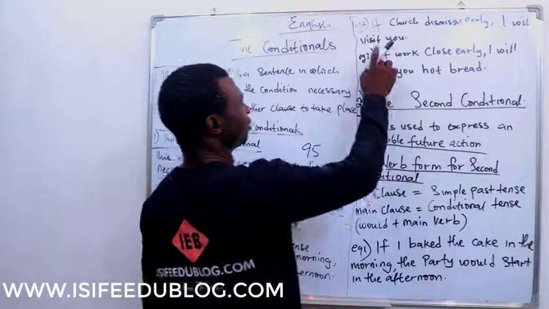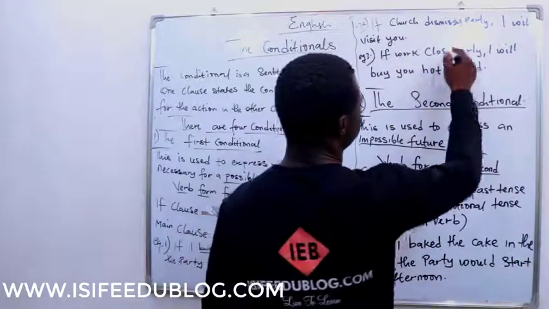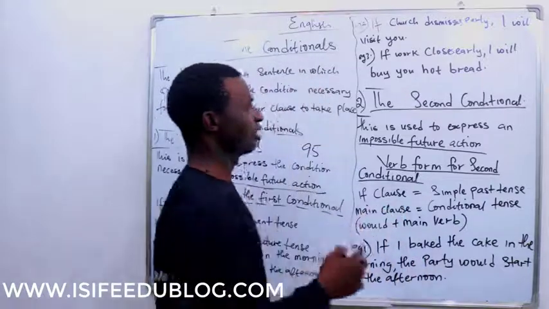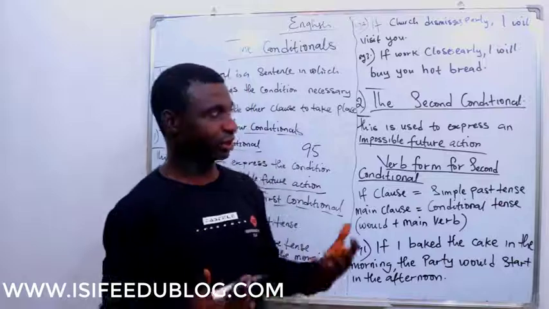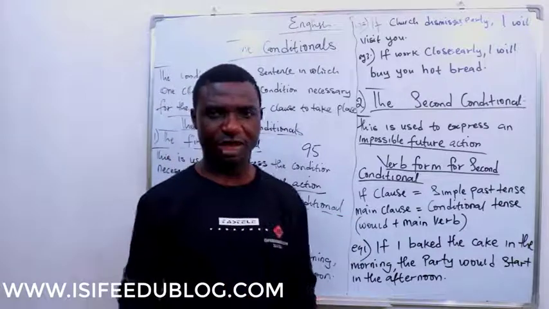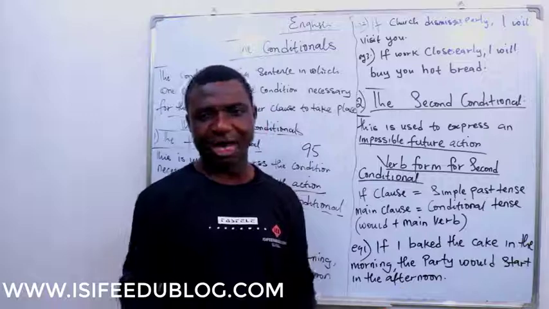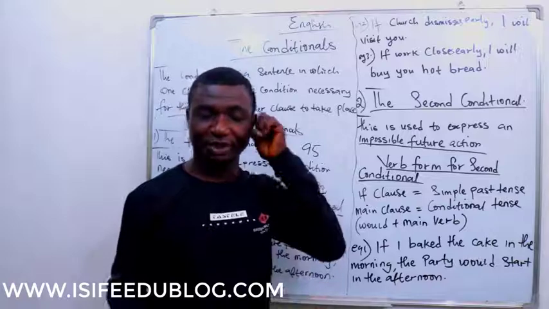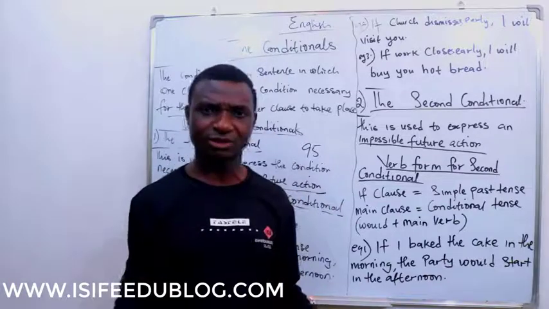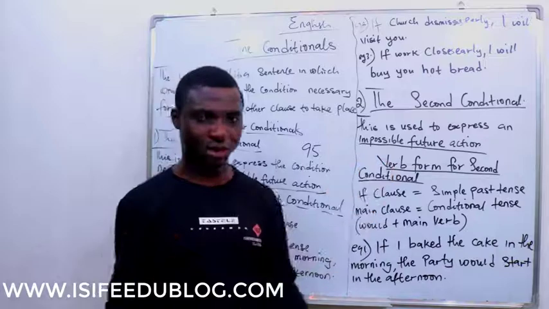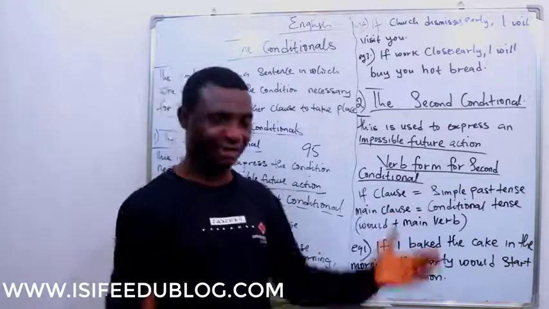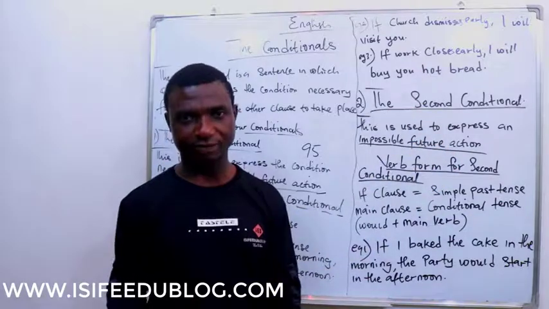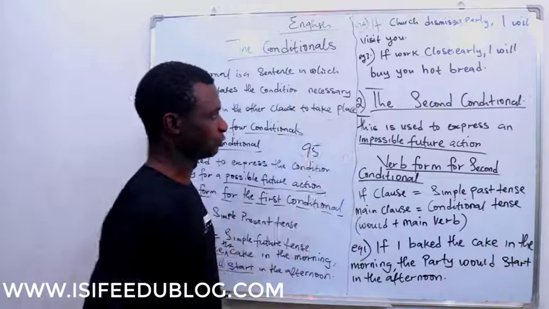Well, if work closes early, I will buy you hot bread. This is to say, I've seen my schedule. I know we'll close at 4, and there's nothing much to take me beyond 4, so I could go to the mall or the bakery and buy the bread when it is still hot. But when you look at your work schedule and you might be closing work at 7, it is not ideal to make this kind of statement. That will lead us to the second conditional.